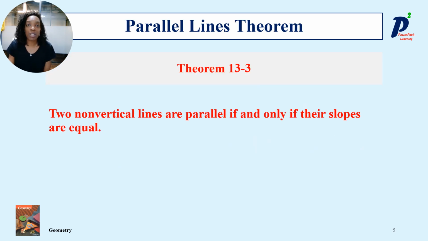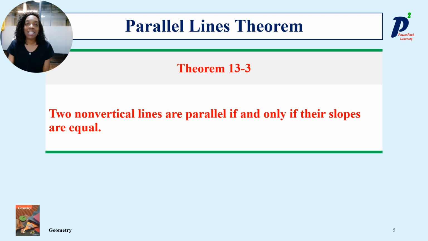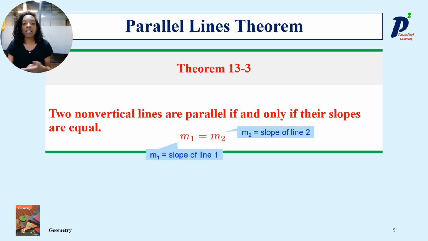Let's formalize what we just learned. Theorem 13.3 states that two non-vertical lines are parallel if and only if their slopes are equal. Therefore, if the slope of line 1 is m1 and the slope of line 2 is m2, then m1 equals m2.